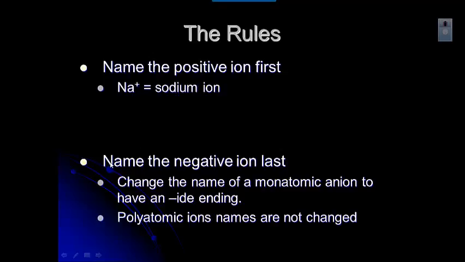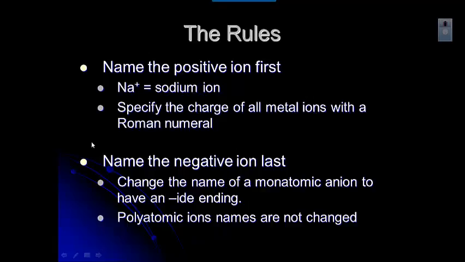All right, so let's go back to the rules. You left some gaps. Let's fill those in. So this is what you had on your paper, and you have a little gap we're going to fill in right here. So you name the positive ion first, and then after you write the name of that positive ion, if we don't know the charge, if it's not group 1, group 2, silver, zinc, or aluminum, we have to specify the charge of that metal ion with a Roman numeral. So we'll have to write that Roman numeral and you put it in parentheses. And then you name that negative ion last.